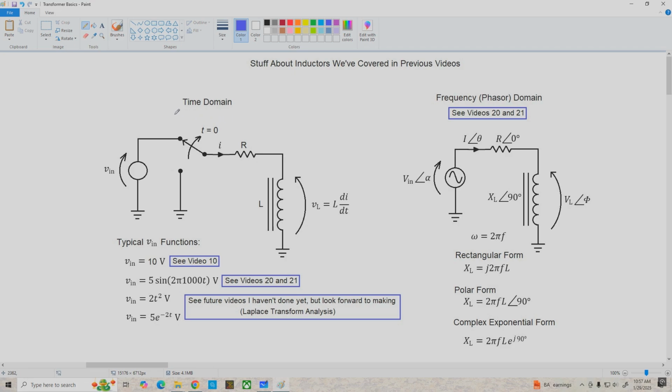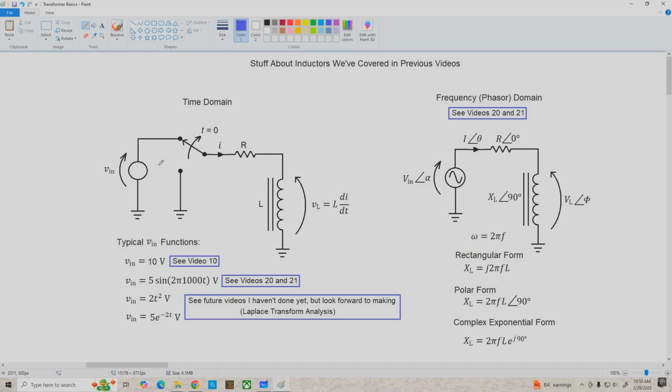Now, on the left-hand side, we've got a generic circuit shown basically in what we would call the time domain. That is, we're looking at the response, the current, and the voltage over time for some arbitrary input voltage applied at t equals 0. And in previous videos, we've learned how to analyze circuits like this for different kinds of inputs. In particular, if Vin is a constant DC voltage, we discussed how to analyze this situation in video 10, and if Vin is a sinusoid, say 5 sine 2 pi 1000t, we discussed the analysis of this kind of circuit in videos 20 and 21.